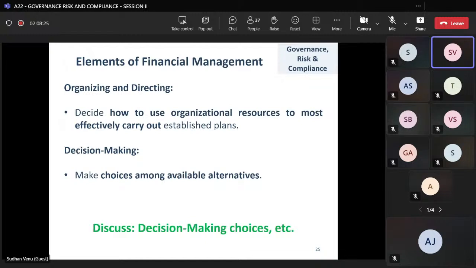Every decision has choices, and it is not one-size-fits-all; it should be flexible. If you are taking any decision in terms of financial management, it should suit the organization. And if any incident happens, then in order to have an alternative, we have to take the decision as one of the choices.